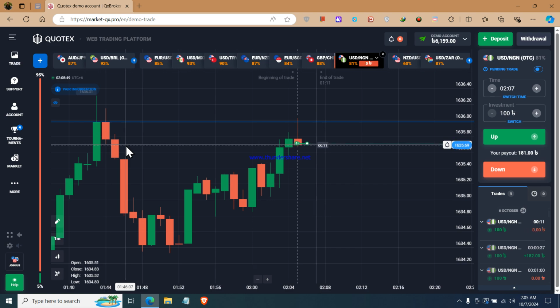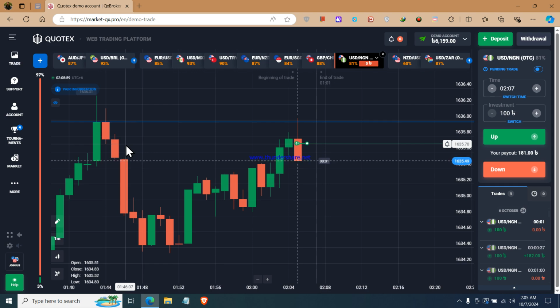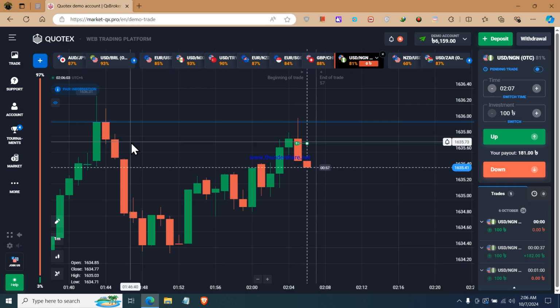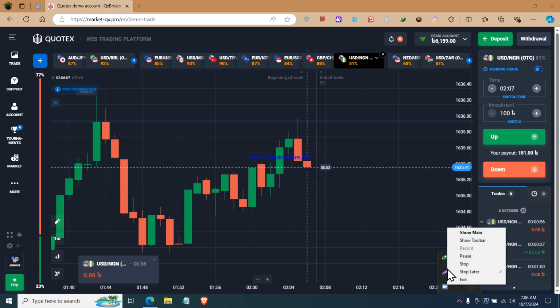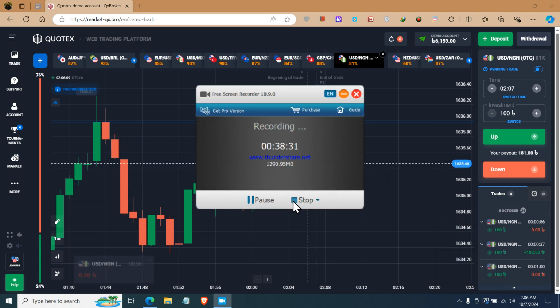And it's turning into a red candle. This is OTC market. Okay, I'm going to close my session right now. Okay, it became 30.